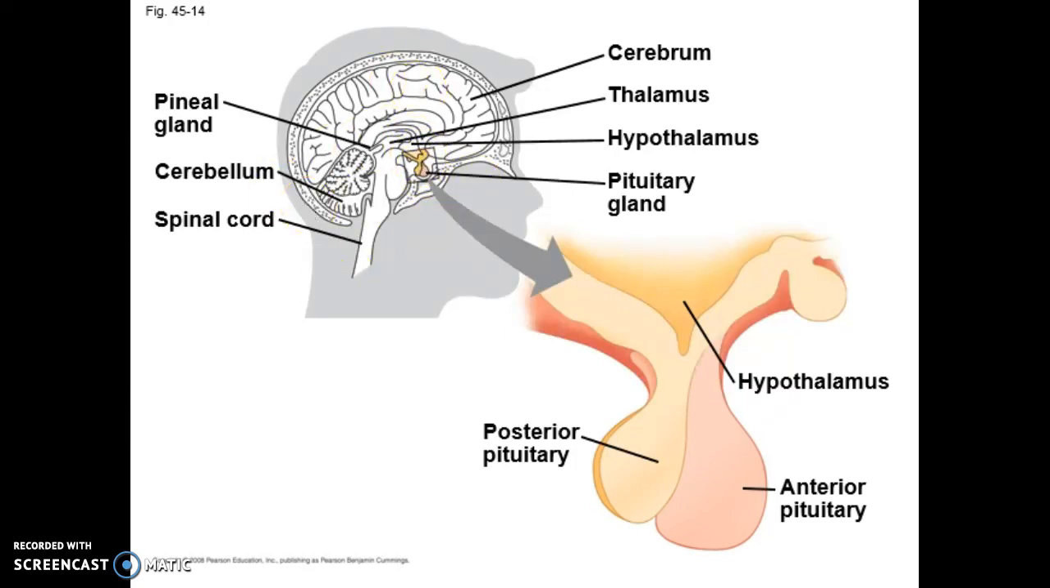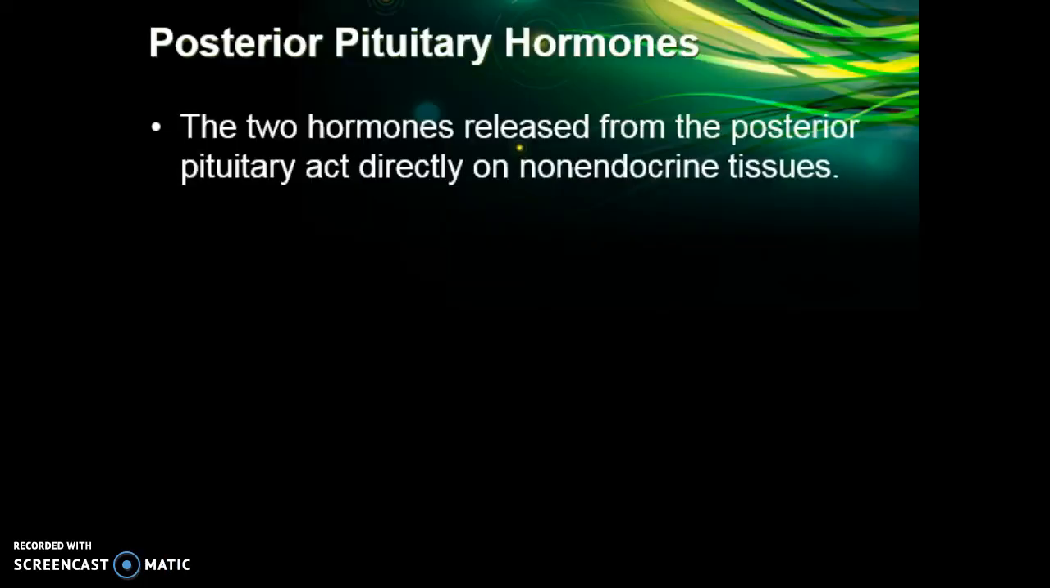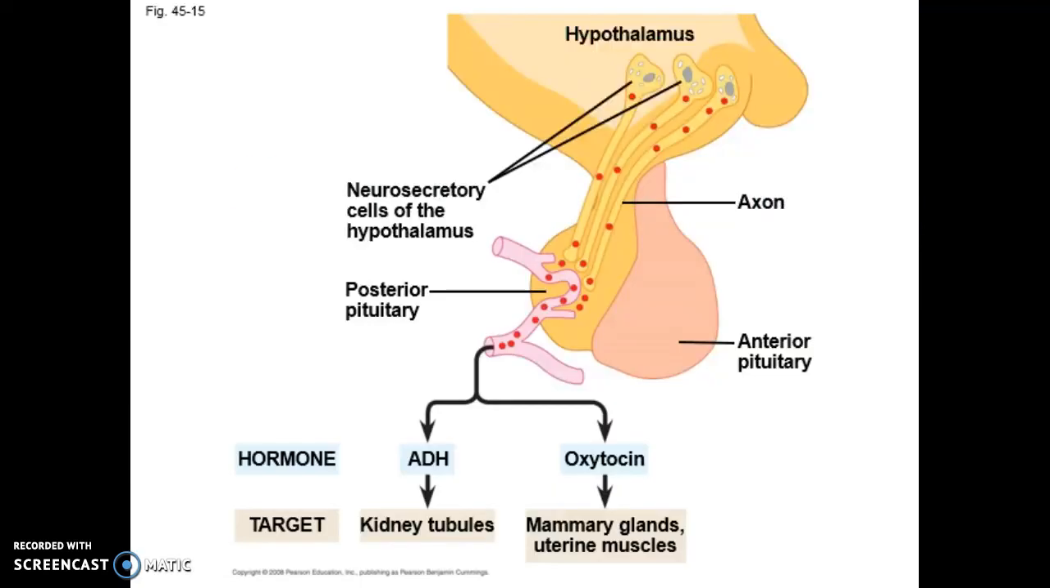So yeah, you can see kind of where it is. Pineal gland is going to be big here in a little bit as well. So the posterior pituitary hormones act directly on non-endocrine tissues. So you can see that kind of here. Here are two of the cells. Two of the hormones that I'm talking about: ADH and oxytocin.